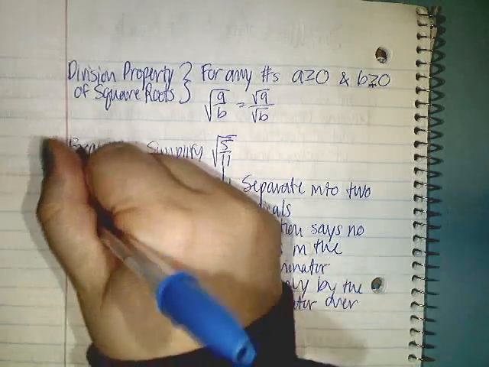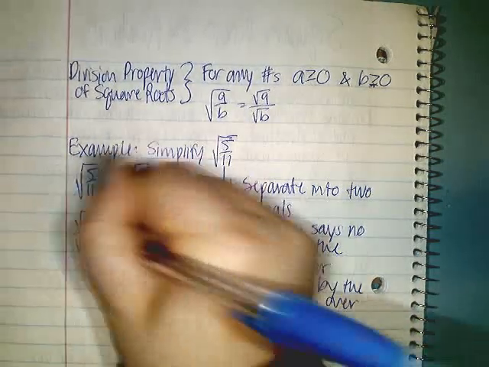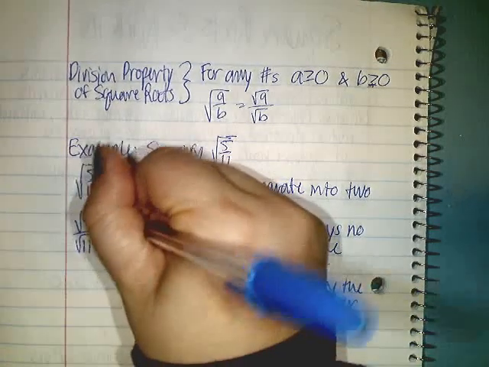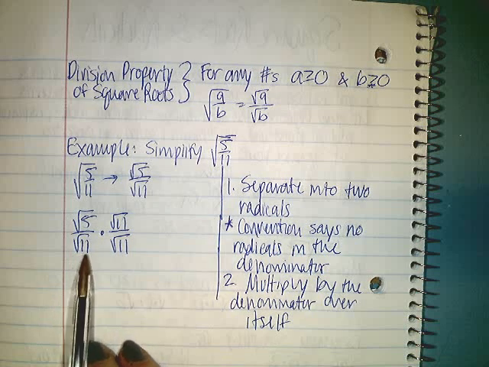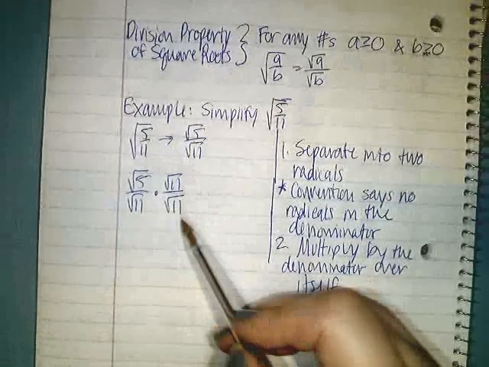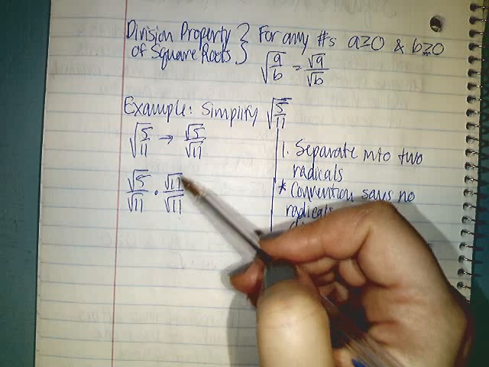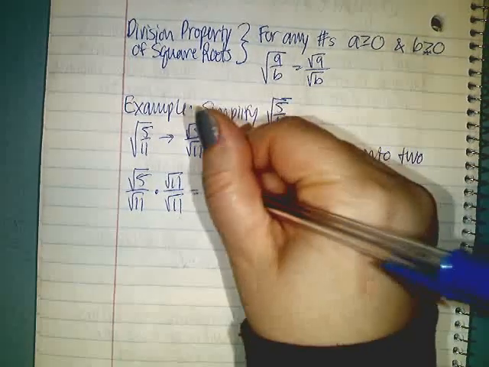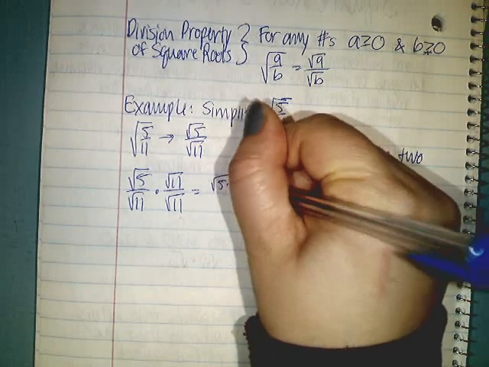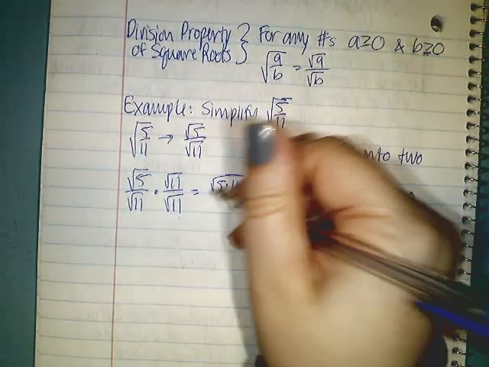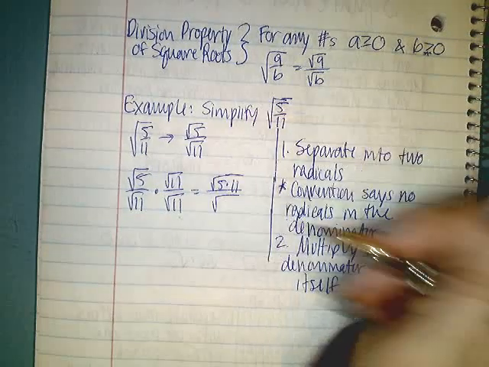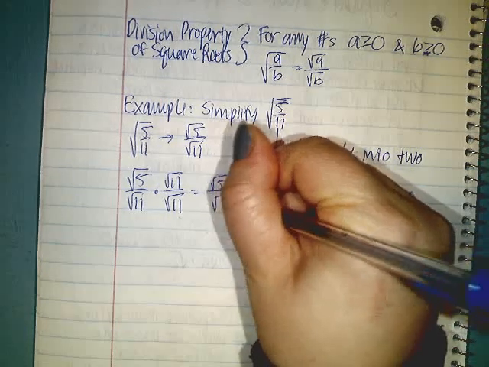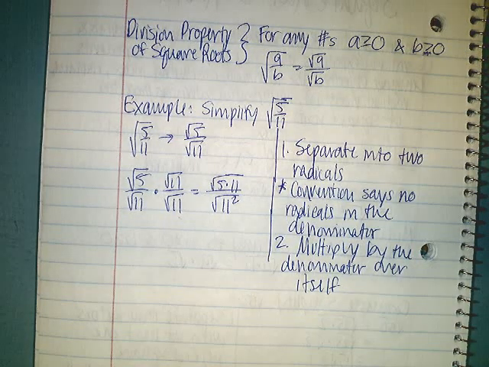So what this means is I have the square root of 5 over the square root of 11. My denominator is the square root of 11, so I'm going to multiply that over itself. Because I multiply it by the square root of 11 over the square root of 11, this is just equal to 1 because anything over itself is equal to 1. So when I multiply this out, I get the square root of 5 times 11 because I can use my multiplication property of square roots. And then here I get 11 times 11, or 11 squared.